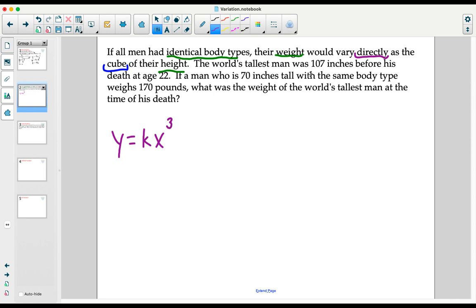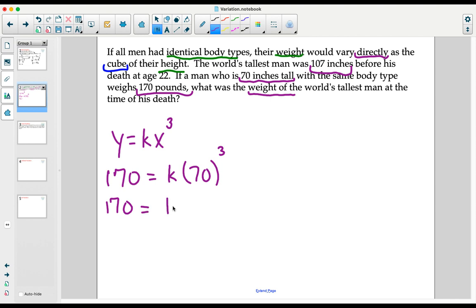We're asked about the world's tallest man being 107 inches, and then what was his weight at the time of his death. But we're not going to start there. We're going to start with the relationship that we know. And that relationship is that a man who is 70 inches tall with that same body type would weigh 170 pounds. Those are the numbers that we sub into our direct variation equation in our attempt to figure out what k is. We work with the part of the relationship that we know.